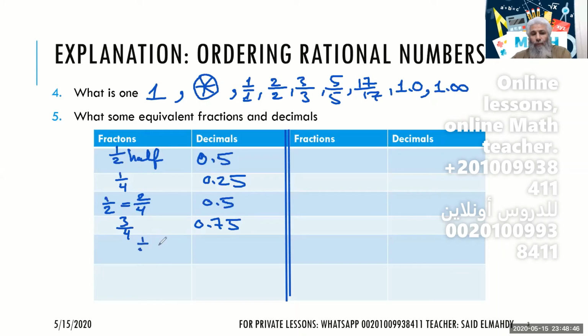1 over 5, this is 0.2. 2 over 5, 0.4. 1 over 3, this is 0.333, and so on, or 0.3 with a bar, like this. This is a repeating decimal, and so on. What is the fraction 4 over 4? This will be in decimal form 1 or 1.0.